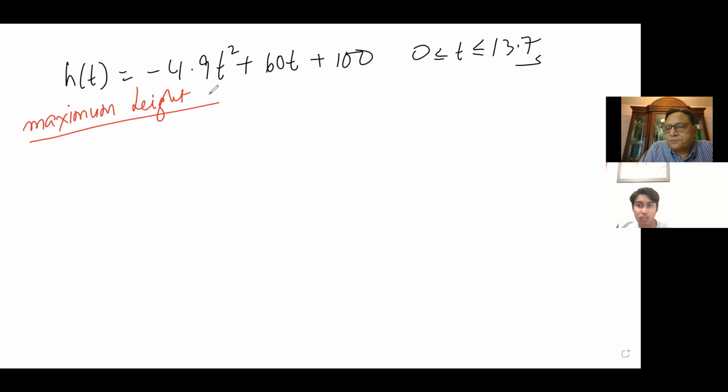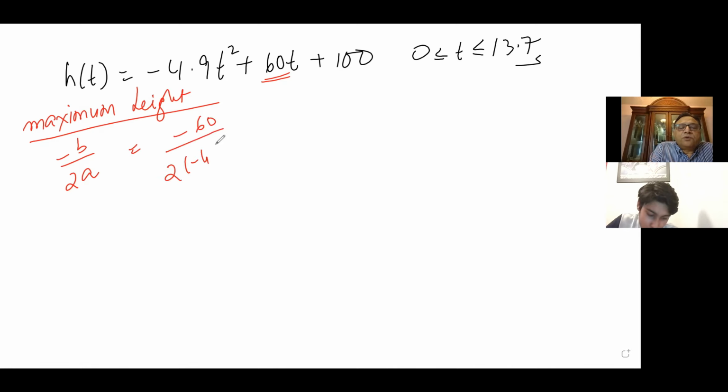You can do completing the squares. Also, you could say the maximum height will be at minus b by 2a. You don't know this? Yeah, I know this one, because the discriminant part should be 0, right? So minus b by 2a in this case is minus 60 by 2 times minus 4.9. So find this value of t. How much do you get? 30 by 5, around 5, right? Tell me the exact value, and then we'll calculate that value.